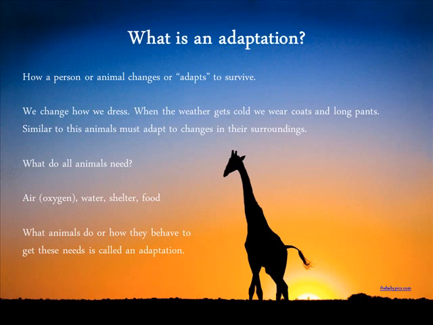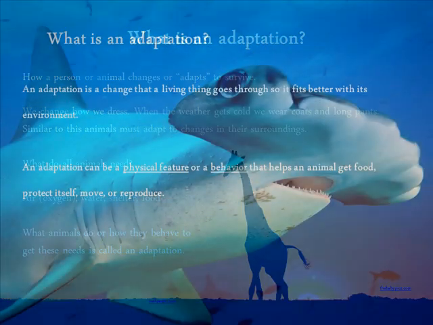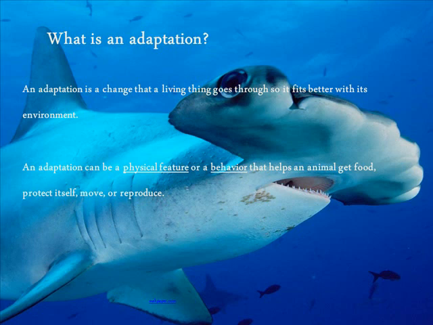What do all animals need? They need air, water, shelter, and food. What animals do or how they behave to get these needs is called an adaptation. An adaptation is a change that a living thing goes through so it fits better with its environment. An adaptation can be a physical feature or a behavior that helps an animal get food, protect itself, move, or reproduce.